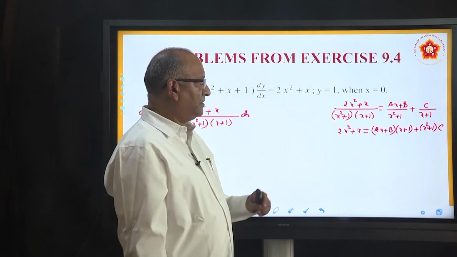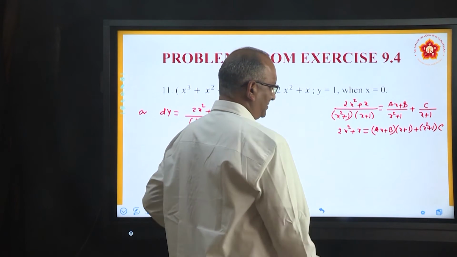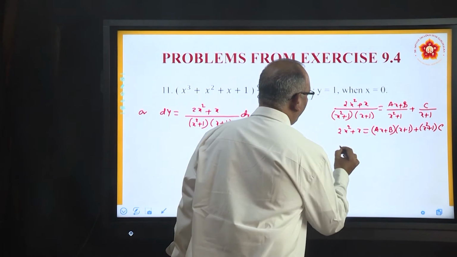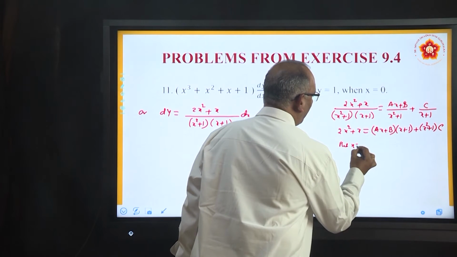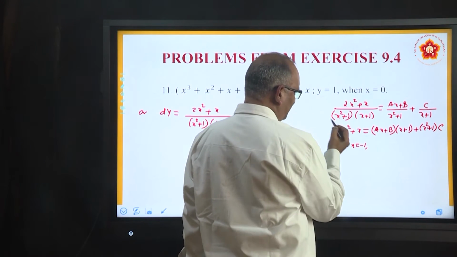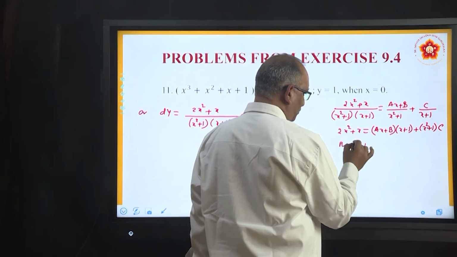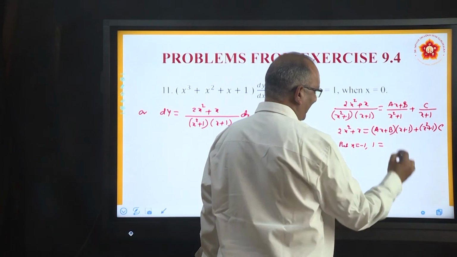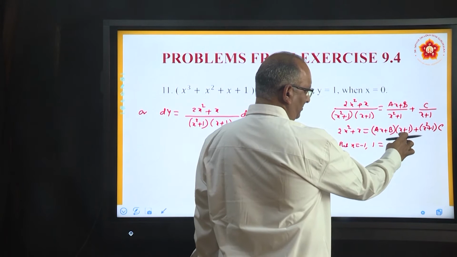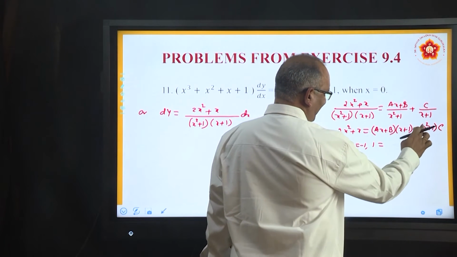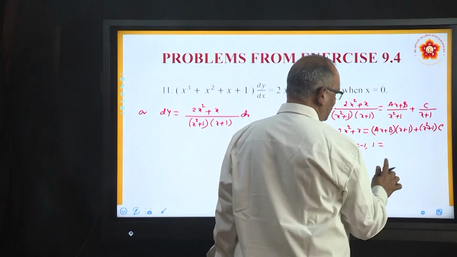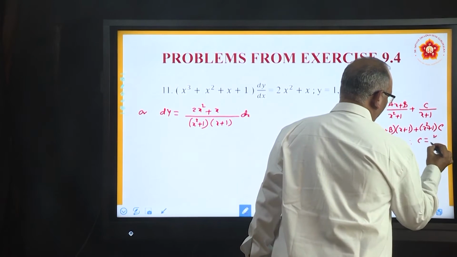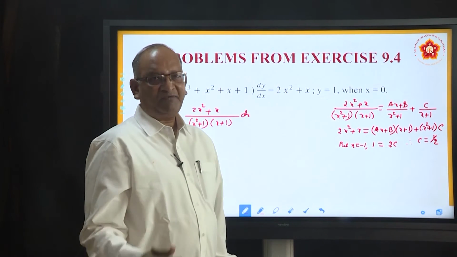It's very simple. First thing which you can do is put x equal to minus 1. If you put x equal to minus 1, what is happening? Minus 1 square is 1, 2 into 1 is 2, 2 minus 1 is 1 equal to, this whole thing will become 0 because of this factor, because minus 1 plus 1 will be 0. Substitute minus 1 here, minus 1 square is 1, 1 plus 1 is 2, so it is 2c. Hence, c is equal to 1 by 2. So, one value we got.